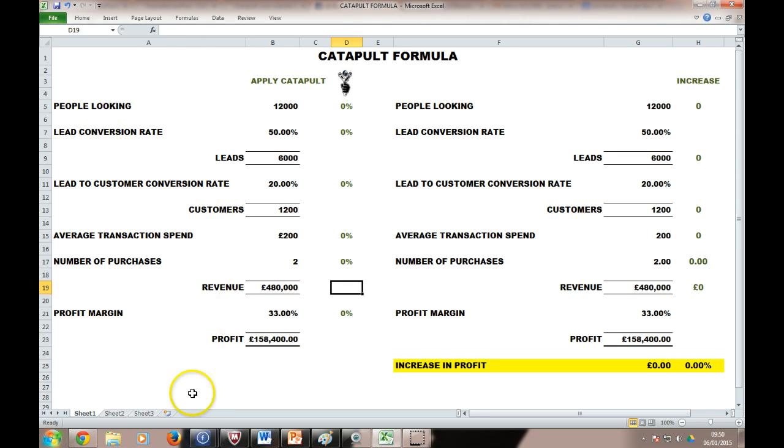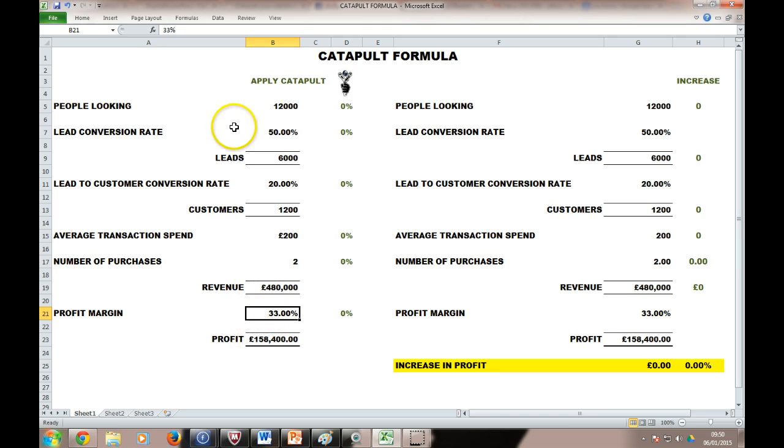On the left-hand side here, I've laid out the formula. If you're not familiar with it, it's the number of people that look at your website times the lead conversion rate, i.e., how many of them turn into qualified leads. The customer conversion rate gives you the number of customers that you have. What they spend with you, times how many times they buy from you, gives you your revenue. Times that by your profit margin, obviously, leaves you with your profits.